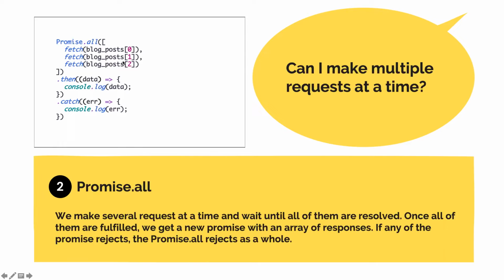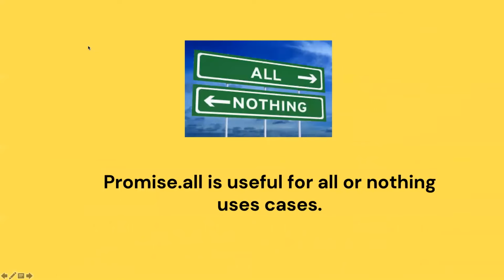Once all of them are resolved or fulfilled, we get a new promise with an array of responses. And if any one of these rejects, the whole promise gets rejected. Again, that is a very common use case where we want all or nothing. Suppose in a bank transaction or in an accounting transaction, we either want everything to happen or nothing. Debit, credit, and stock register all must be updated or nothing must be updated, right? So in those all or nothing scenarios, Promise.all is very useful.